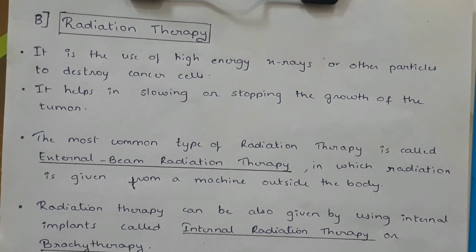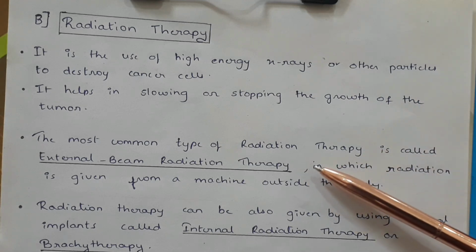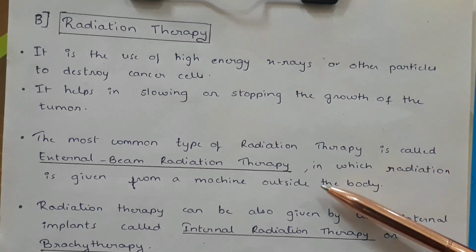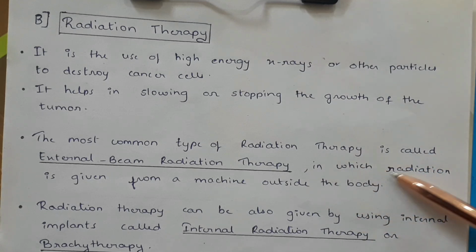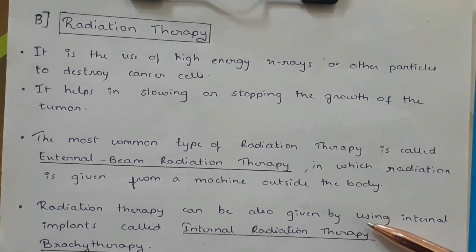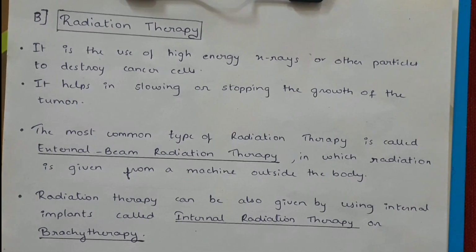After surgical management, we have radiation therapy. Radiation therapy is the use of high energy X-rays or other particles to destroy the cancer cells. It helps in slowing or stopping the growth of the tumor. The most common type of radiation therapy is called external beam radiation therapy, in which radiation is given from a machine outside the body. Radiation therapy can also be given by using internal implants, called internal radiation therapy or brachytherapy.